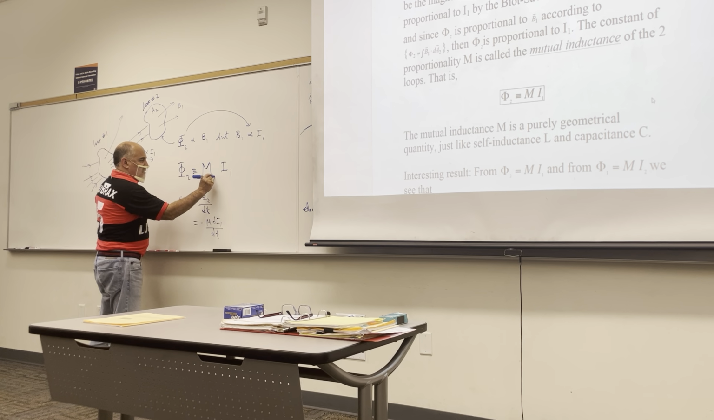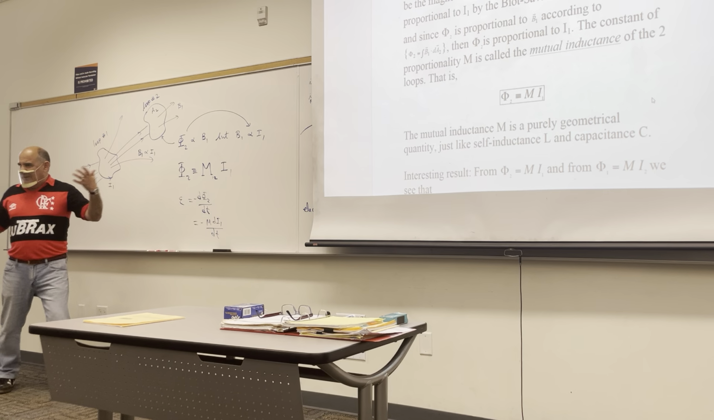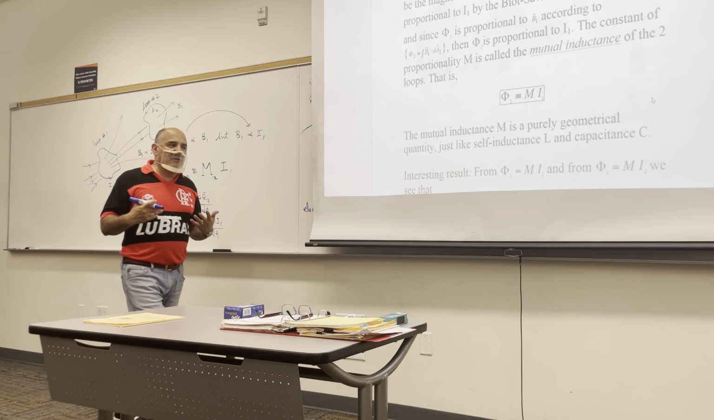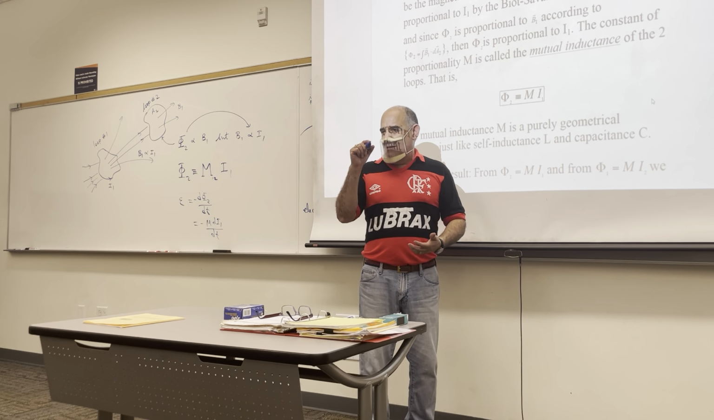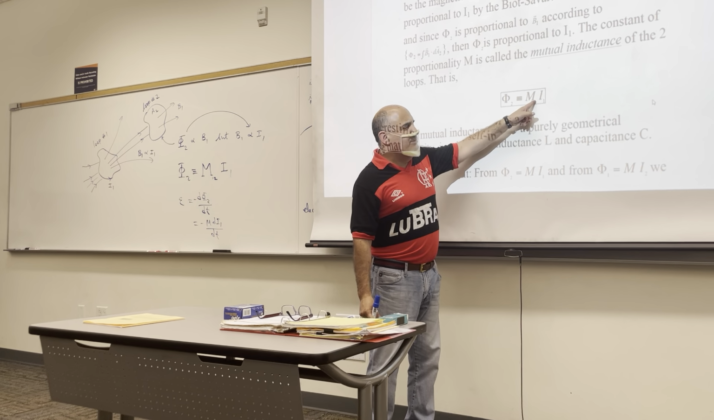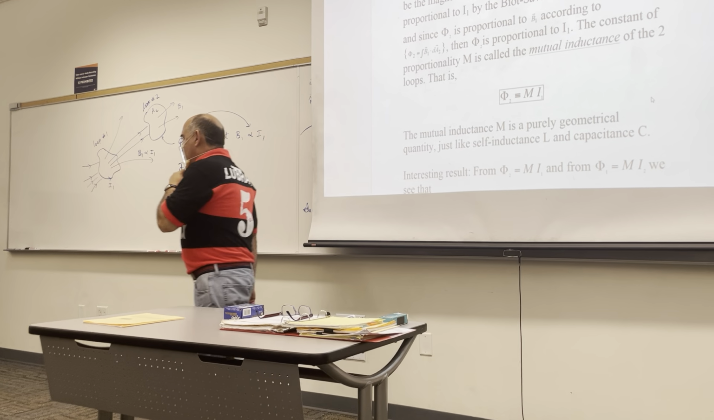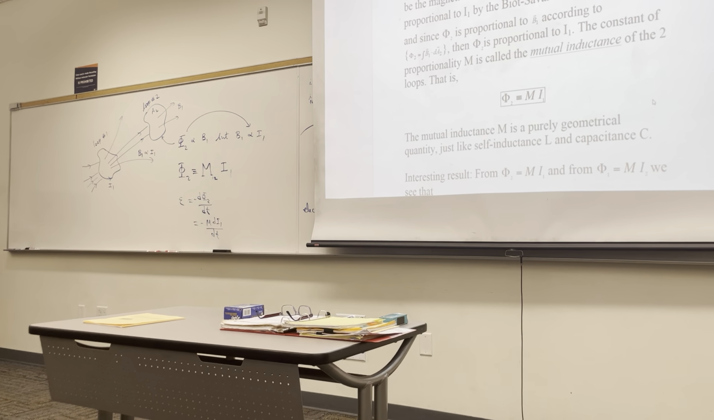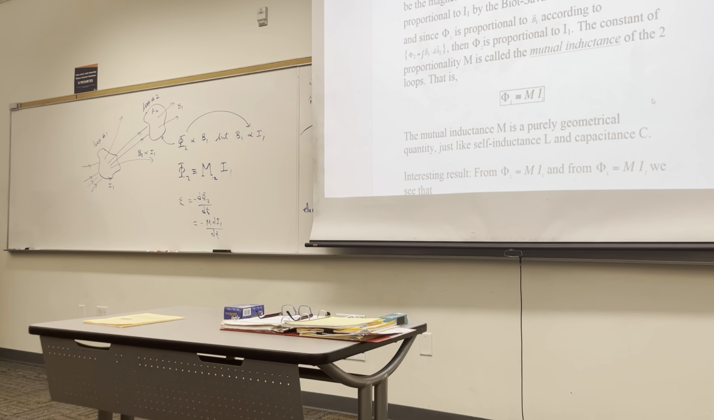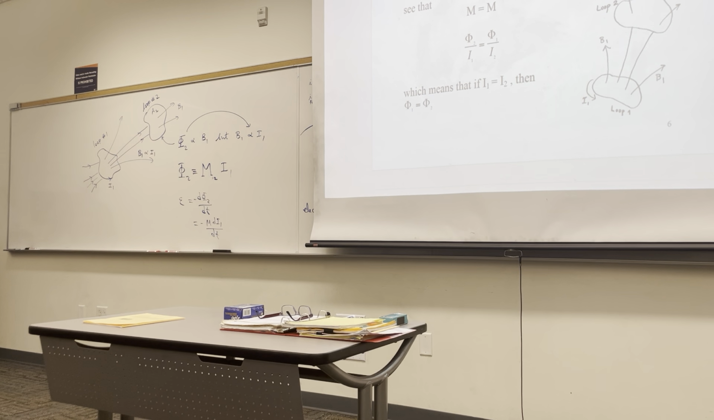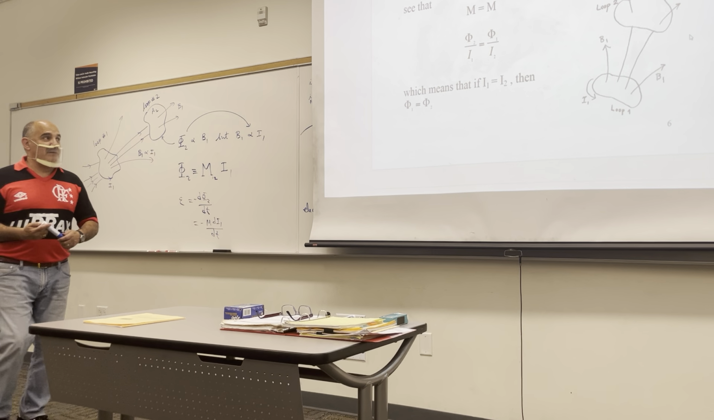Actually, this mutual inductance should really be called M12, because it depends on both loops, not just loop 1 or loop number 2. So maybe a notation like M12 is more appropriate. But the book just calls it capital M. The word mutual is supposed to mean that it depends on both of them, but maybe we should be reminded of that. Now, there's an interesting result over here.